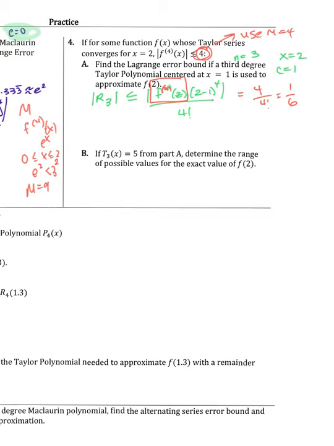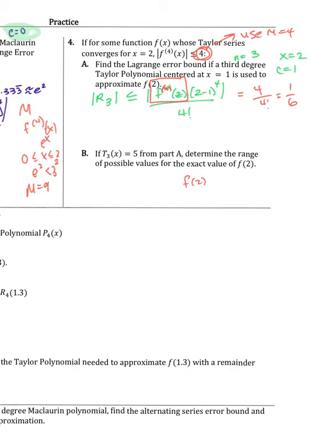That's a pretty good error. Part B says, if T sub 3 of x is equal to 5 from part A, meaning the Taylor approximation was 5, determine the range of possible values for the exact value of f of 2. So this is saying if the polynomial approximation came out to be 5, what could we for sure trap f of 2 between?